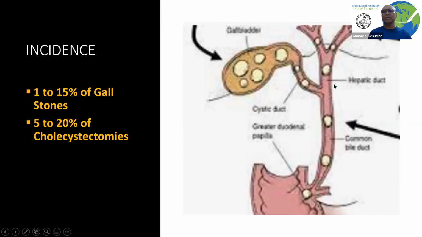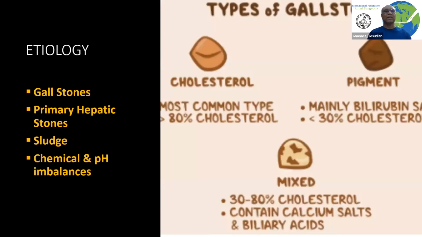This is the gallbladder and cystic duct, and most of the stones are primarily from the gallbladder. Large studies have shown that 5 to 20% of cholecystectomies have associated stones in the common bile duct. The gallstones, when they are small, can slip through the cystic duct and go into the common bile duct. But sometimes they can be primary hepatic stones, or maybe just sludge, and chemical and pH imbalances can cause these stones.